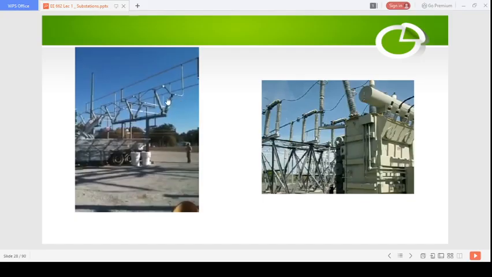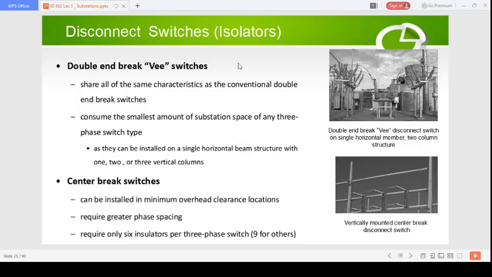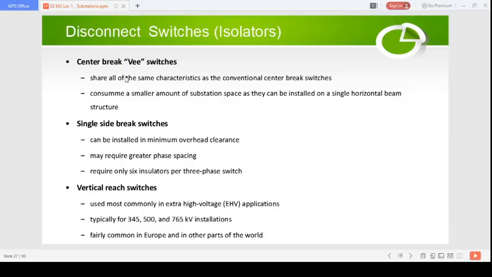See clearly that only 2 insulators are needed for each phase. Okay, so center break switch, and then you have the center break V type switch as you have seen previously. So it's all the same characteristic as the conventional center break switch, and it consumes a smaller amount of substation space. So now you know why.